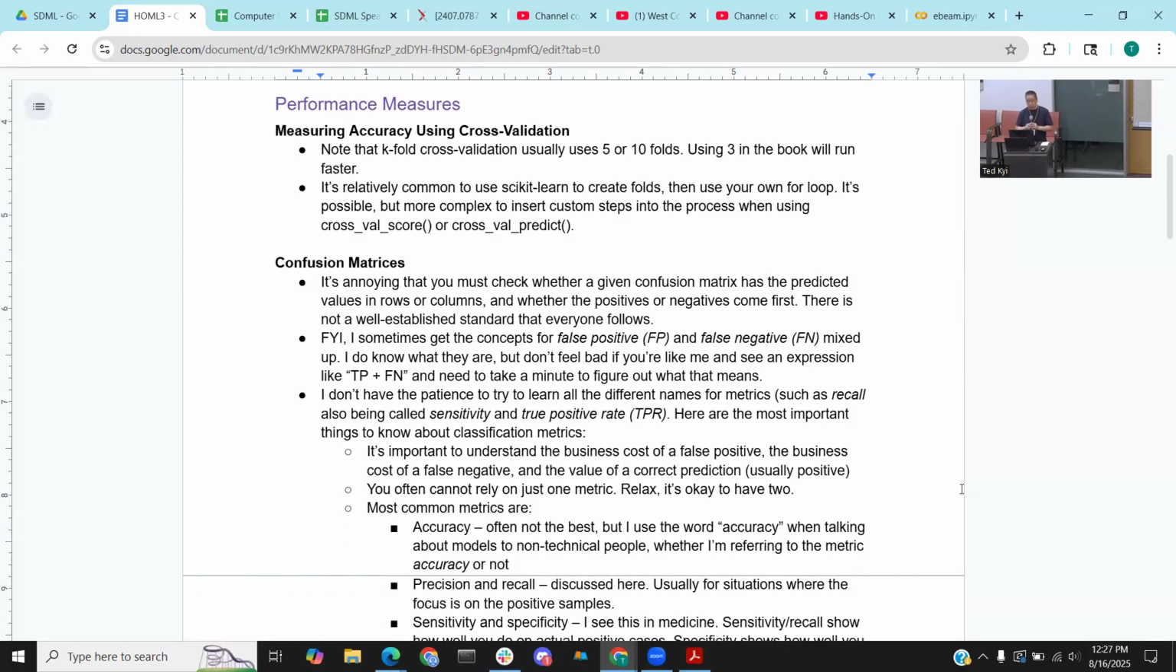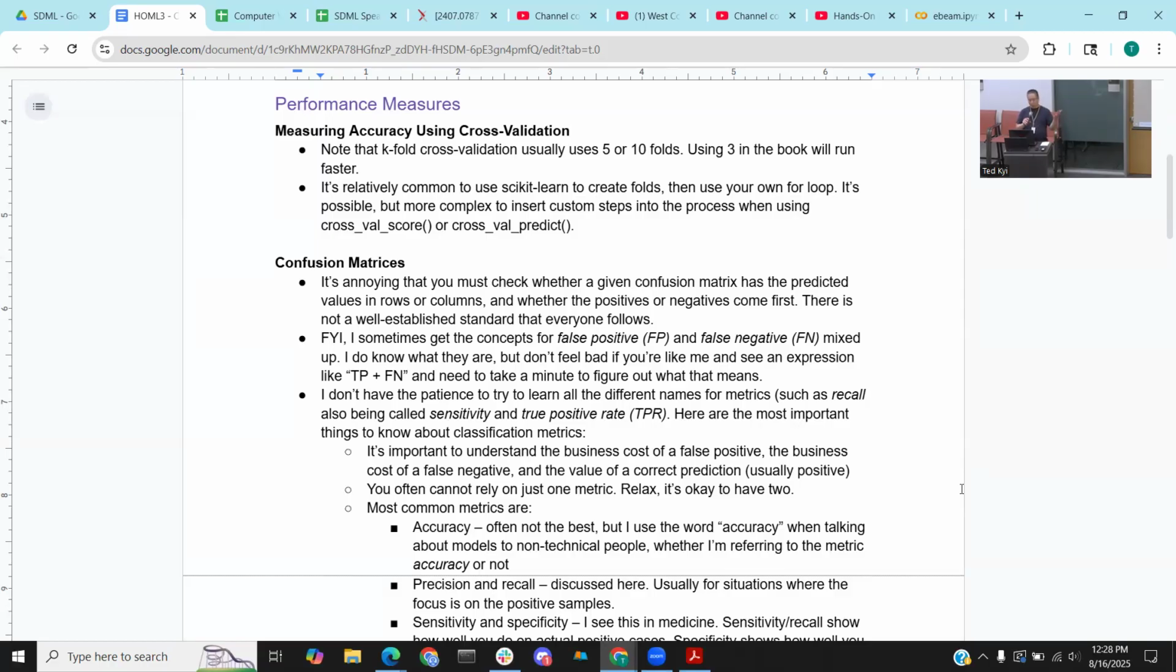All right. And so then my second note, which relates to the thing I was just saying about having your own for loop and doing things, is that from what I've seen from people, it's relatively common to use Scikit-Learn to create your folds, your 5 folds, but then do your own for loop and do your own thing. Just because it allows you to do stuff like I can stop it after the first loop, and I can have custom code in there.